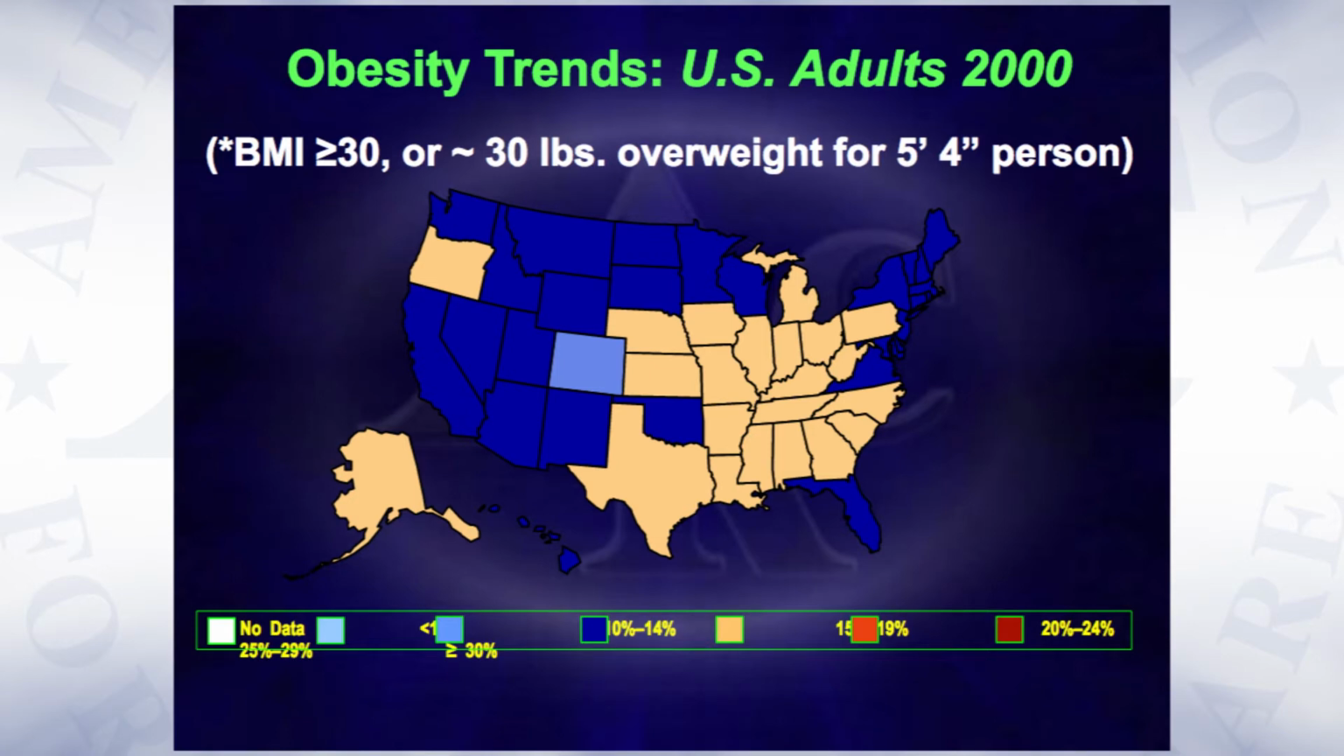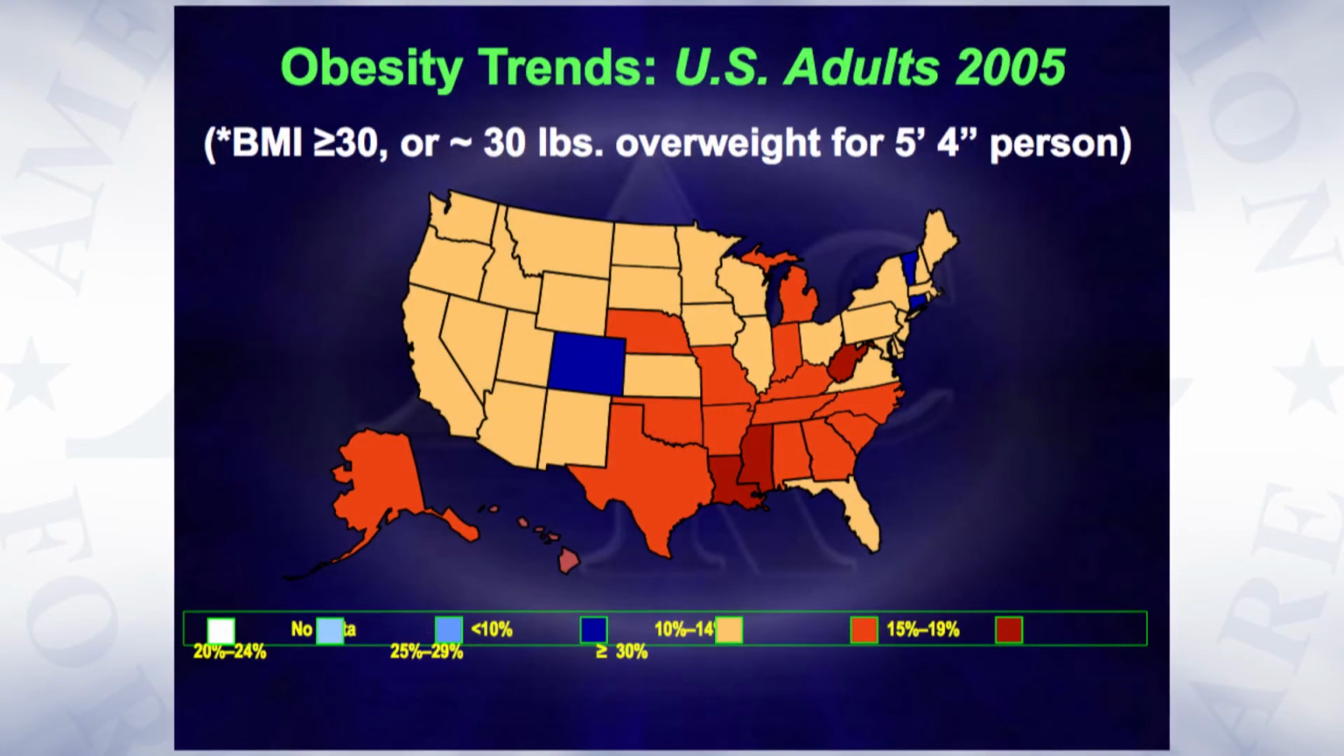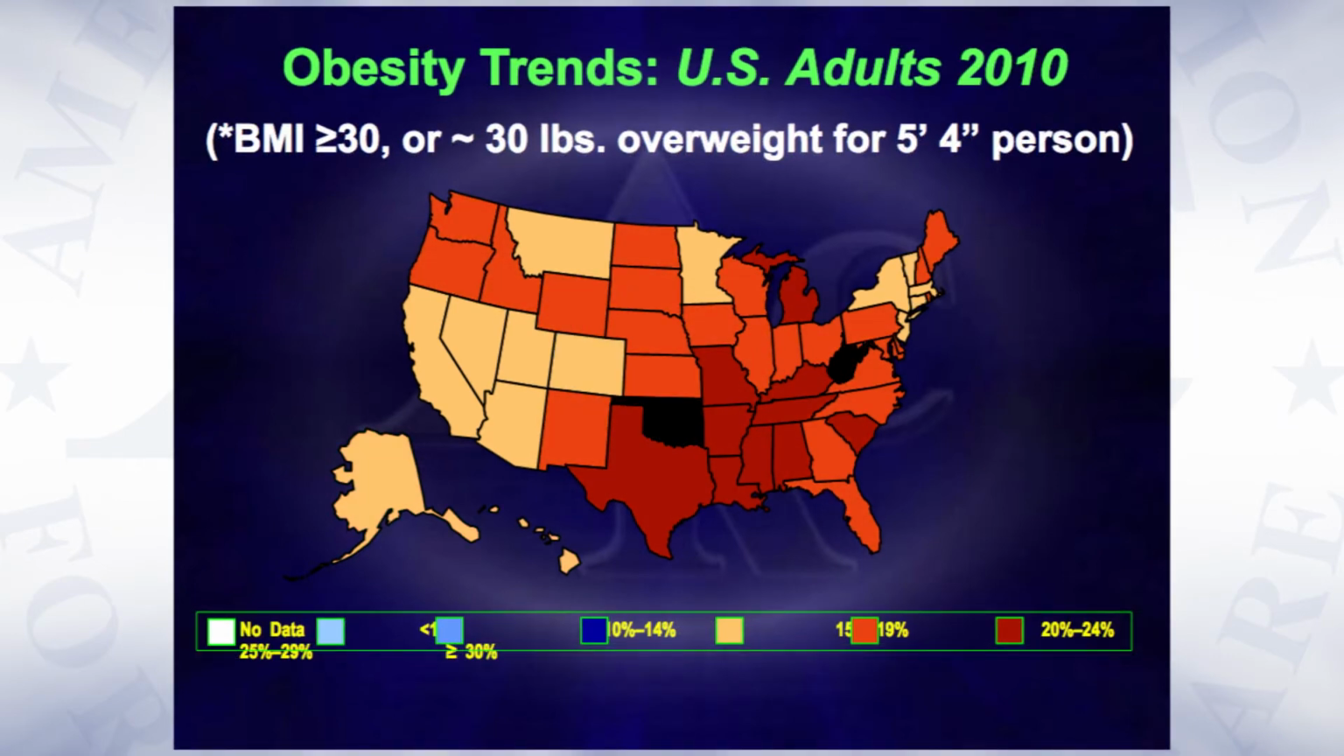And by 2005, the lowest number is in Colorado, 15 to 19%, whereas many states have moved into the 25 to 29% range, with even 3 states being greater than 30. In 2010, that number is even more significant, as there are no more states whose population is in the 15 to 19% obesity range. Most states are 20 to 29%, with many more greater than 30.